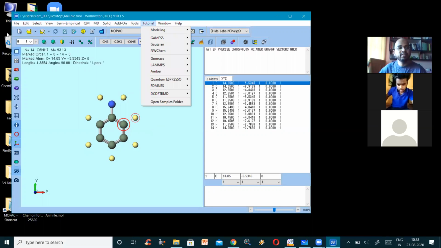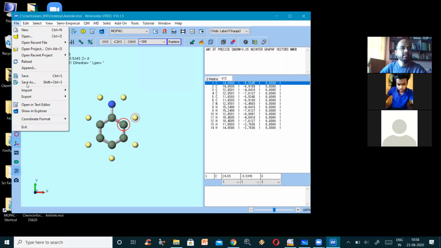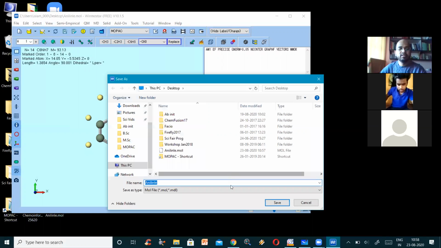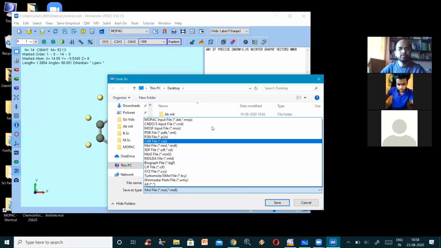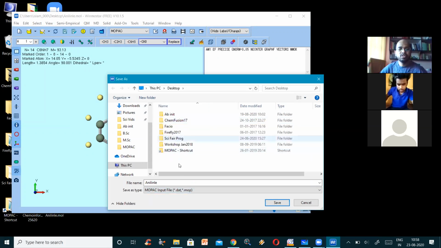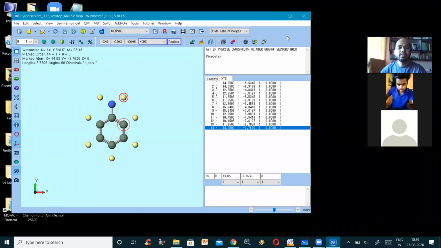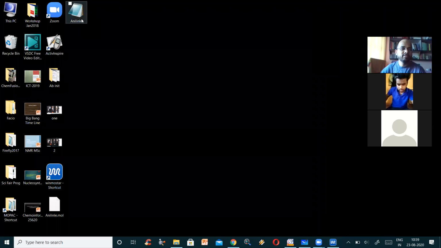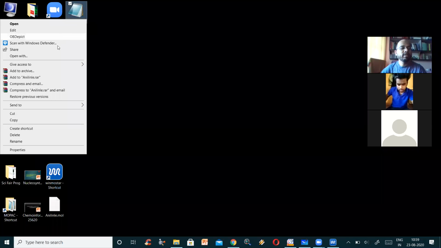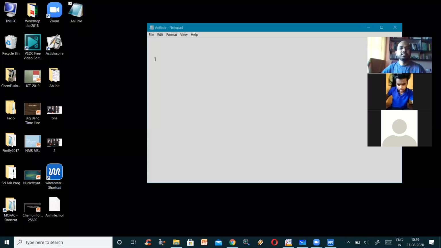Or I'll just save it. Okay, the best part is I'll save it as a MOPAC format. What is the MOPAC format we have to choose? We'll choose aniline.mop. I'll just save it. Right? We have seen the aniline.mop. This is the file. If I open it, I'll see the MOPAC file there.